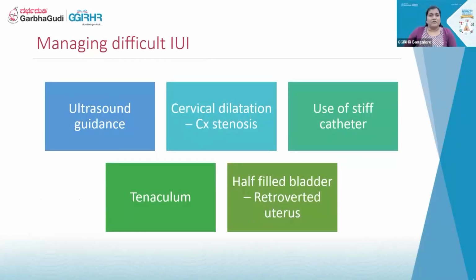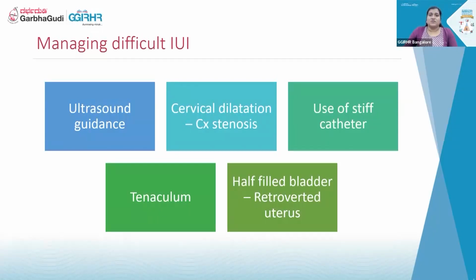Suppose you have performed one IUI already and noticed some difficulty. Then in the next IUI, you can do it under ultrasound guidance. If there is cervical stenosis, which is causing us difficulty to negotiate the internal os, then we can plan one cervical dilatation prior under anesthesia, and then proceed with IUI. You can use a stiff catheter. You can use the tenaculum to hold the cervix.